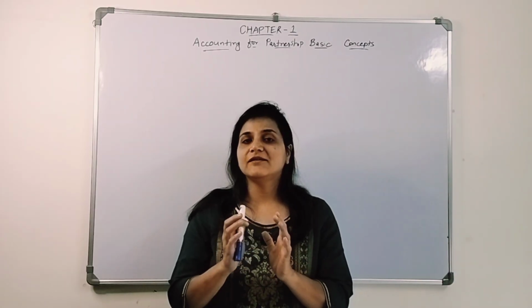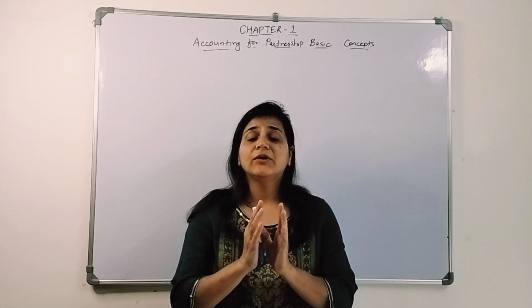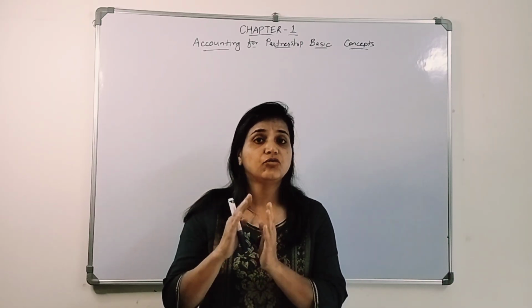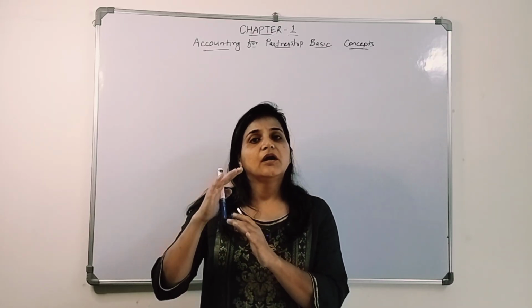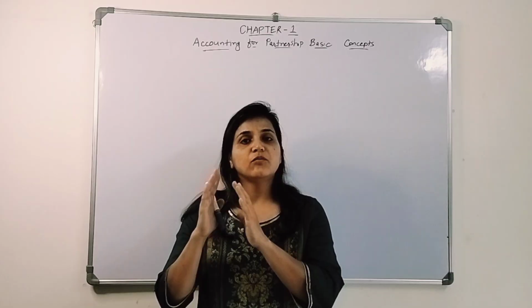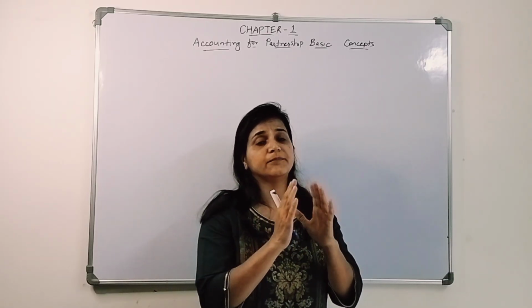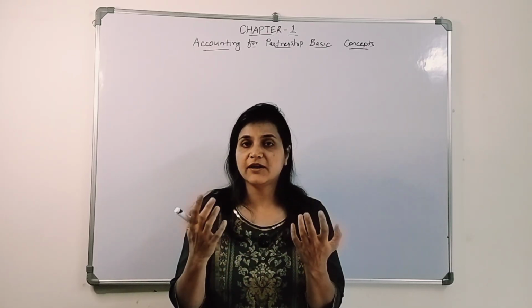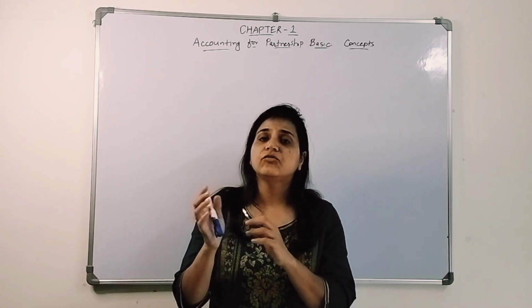When I say partnership, what is a partnership? When two or more persons, which means what? More persons, the limit is 50. So two or more persons agree to carry on a business wherein they share the profit and losses with each other. Agree to carry on a business.